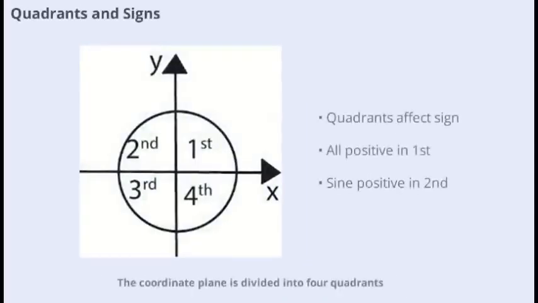The coordinate plane is divided into four quadrants, each affecting the sign of trigonometric ratios. Starting from the positive x-axis, the quadrants are labeled anticlockwise. In the first quadrant, all trigonometric ratios are positive. In the second, only sine and its reciprocal are positive. In the third, only tangent and cotangent are positive, while in the fourth, only cosine and secant are positive. This knowledge is essential when solving trigonometric equations, especially for angles greater than 90 degrees.